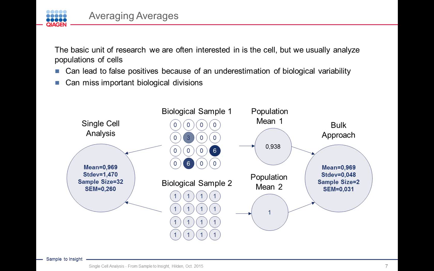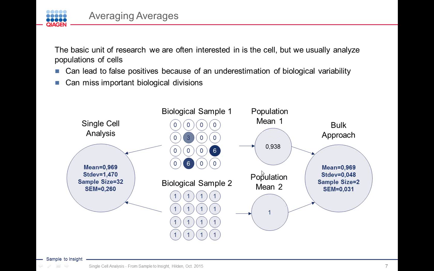The final reason that I want to convince you that we should be analyzing single cells is that what we're usually interested in is the cell as a biological entity, and what we usually measure are populations of cells. So if we take two samples, any two samples here, they could be from the same treatment, they could be from different treatments, it doesn't really matter. What we usually do is we grind up these things, we measure some factor, in this case it's the number that's within these circles, and we come out with a mean. What we're usually measuring is this population mean.